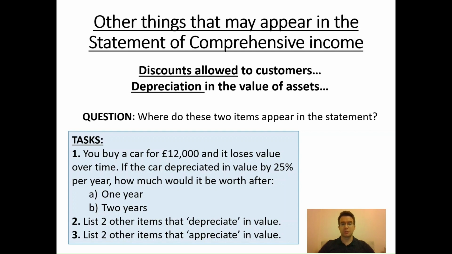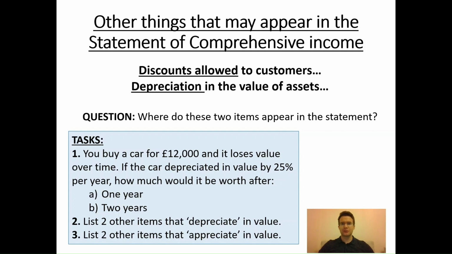After 2 years, given the compound nature of depreciation, we take 25% from 9,000, which would be 2,250. Therefore, the car would be worth 6,750 after 2 years, but the depreciation we would put in our statement of comprehensive income for that second year would be 2,250.